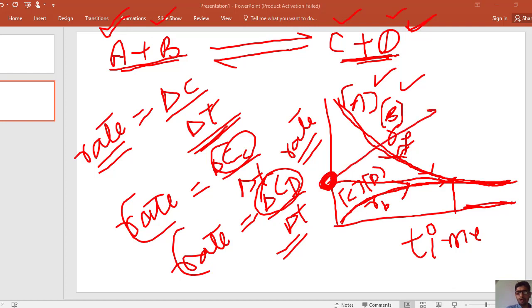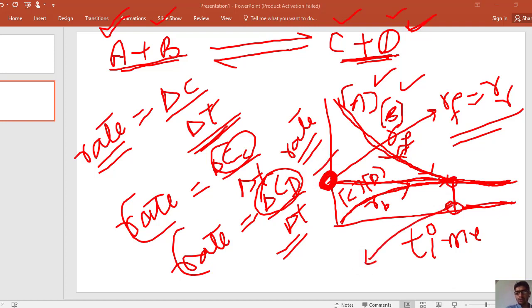So at this point RF, the rate of the forward reaction, is equal to the rate of the reverse reaction, and this point is called the equilibrium point or chemical equilibrium. This time is called the equilibrium time, and this rate is called the equilibrium rate. So at equilibrium the rate of the forward reaction is equal to the rate of the reverse reaction, and this is the graphical representation of the rate of forward and reverse reactions.